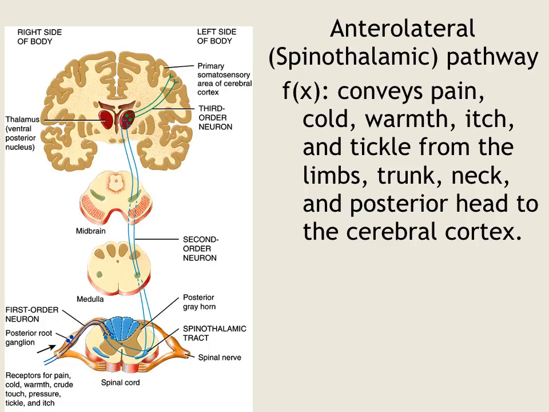The next pathway is the anterolateral spinothalamic pathway. This is going to control things like pain, temperature, cold and warmth, itch, tickle, from the limbs, neck, trunk, posterior part of the head, and it's going to convey them up to the cerebral cortex.